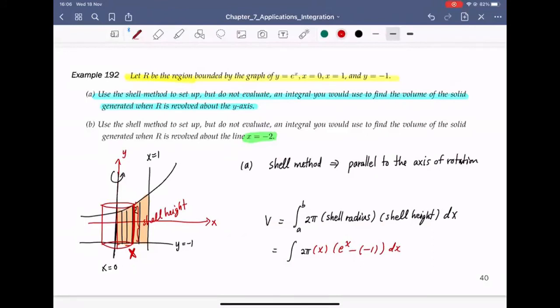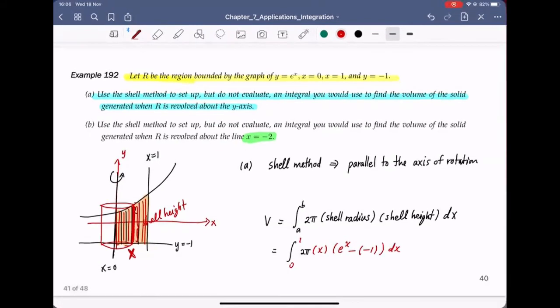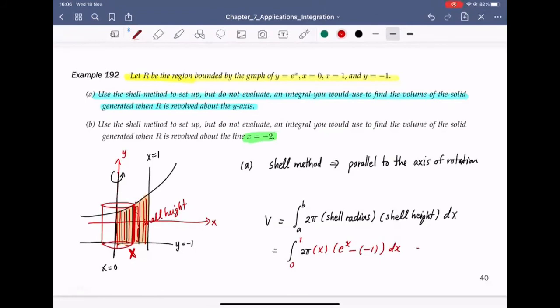And then integrate from 0 to 1. How do I know that? Well, because you have to draw the vertical line from x equal to 0 to x equal to 1. So to set up the integral, you're going to get 2 pi times the integral from 0 to 1 of x e to the x plus 1 dx. All right, full credit, good.